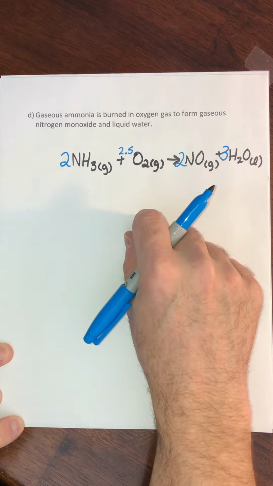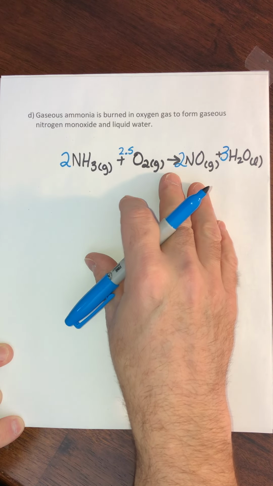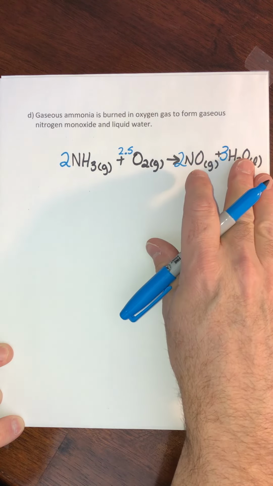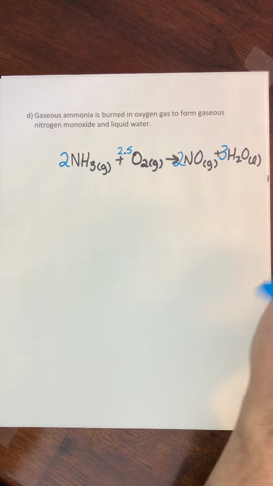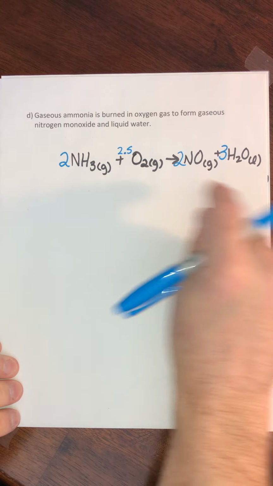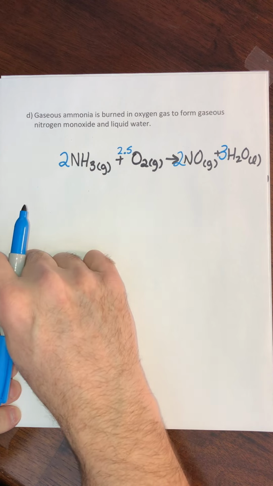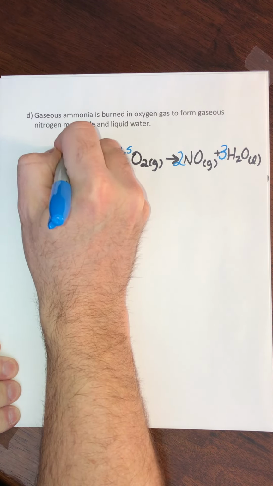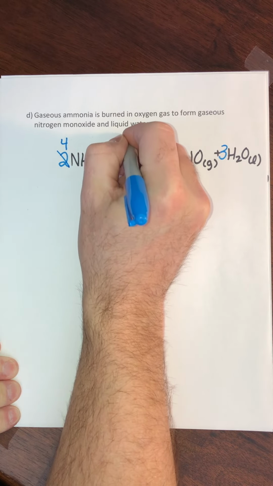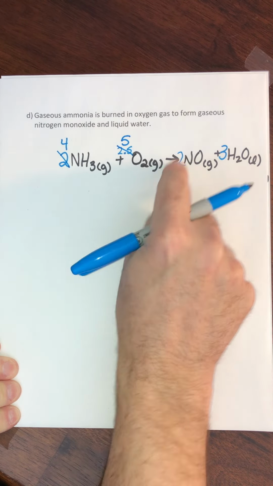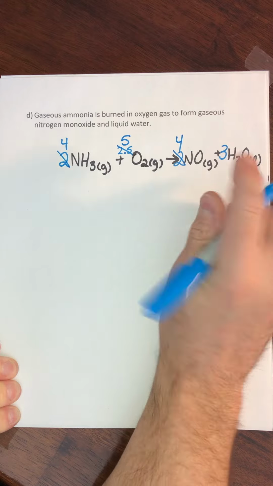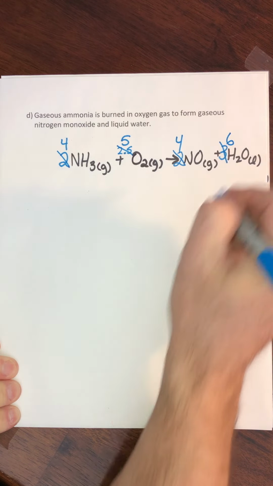But like I said at the beginning, this is like a math equation. Anything you do to the left, you do to the right, and you're good. As long as you do it on both sides, you're okay. To get rid of the 2.5, why don't we double everything? Because if I doubled the 2, I'd get 4. If I doubled the 2.5, I'd get 5. If I doubled the 2, I'd get 4. And if I doubled the 3, I'd get 6.